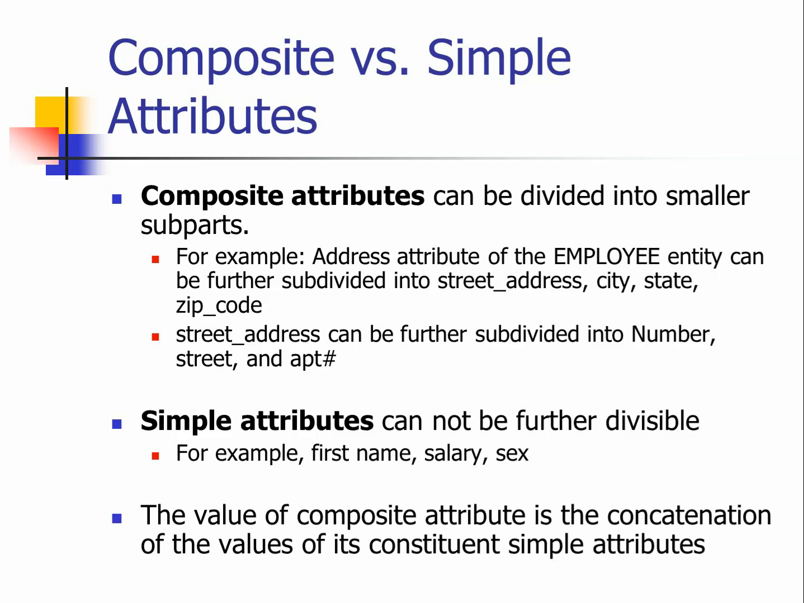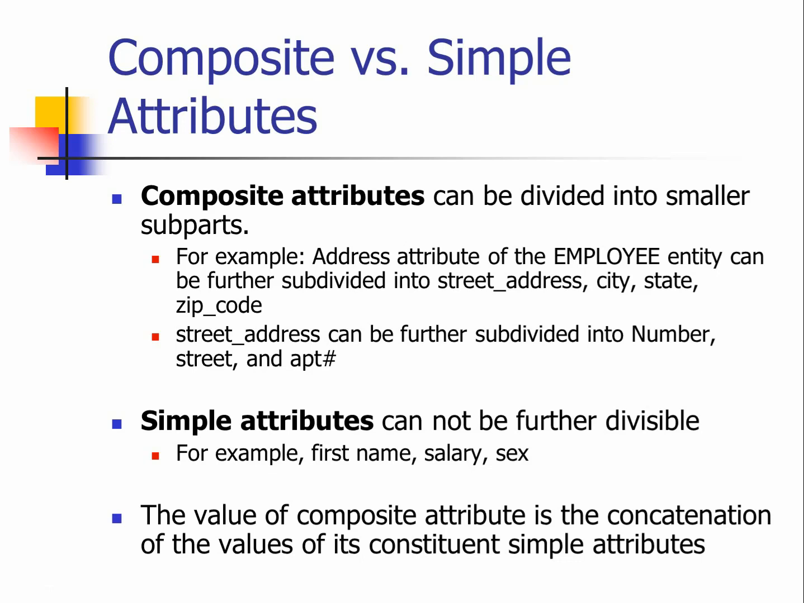Same thing with your name. Rarely, there are still some cases where they give you a big box for the name, so you type in your name, Bernard space Chen, but in most cases, they separate it into first name, middle name, and last name. And that is another good example of what we call a composite attribute.